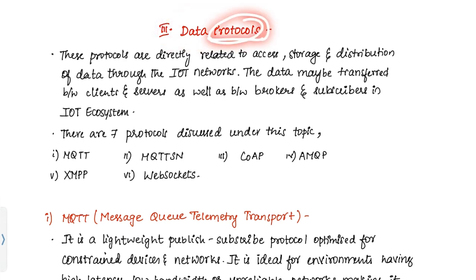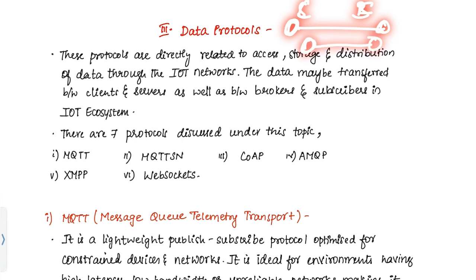Protocols are the rules and regulations, and data protocols means all the rules and regulations which are directly connected to data. That is how the data would be accessed, how the data would be stored, and how the data would be distributed throughout the IoT networks is what we can define as data protocols. So here the communication or the data transfer could be between a sender or receiver, that is client and server, or it could be between a broker, a publisher, and a subscriber, or vice versa. We'll look into what broker, subscribers, and client servers are, and how they work, in the upcoming protocols.